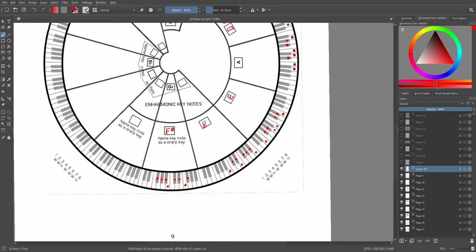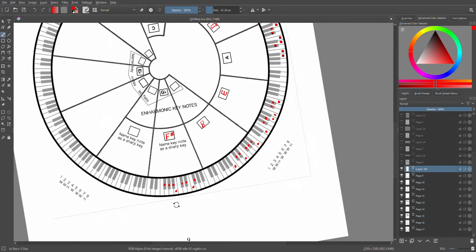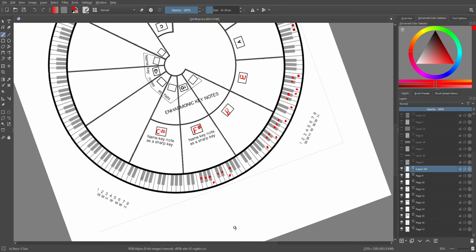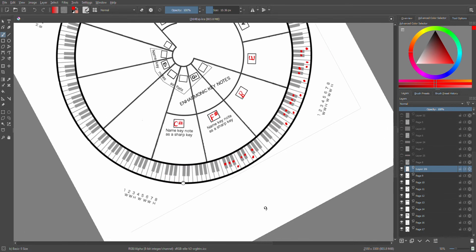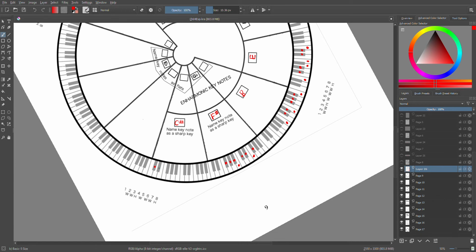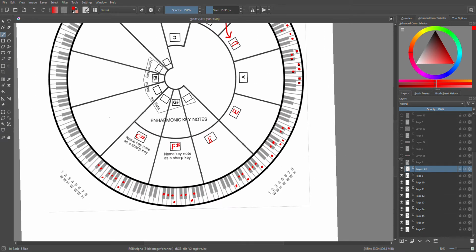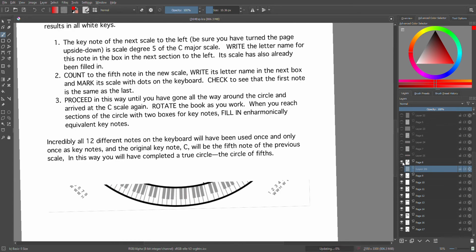Okay, let's do that again. 1, 2, 3, 4, 5. This time it's C sharp. Still going to name it as a sharp key, so C sharp. And let's go ahead and fill in the last little bits here. Here's C sharp, whole, whole, half, whole, whole, whole, half. And there we go. We finished all these sharp keys. Let's double check this page here.